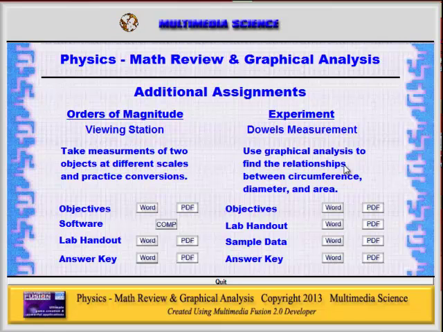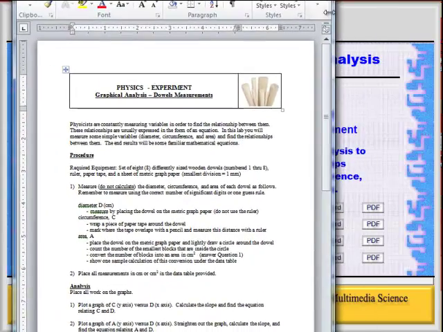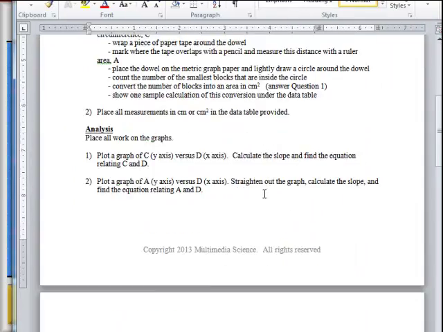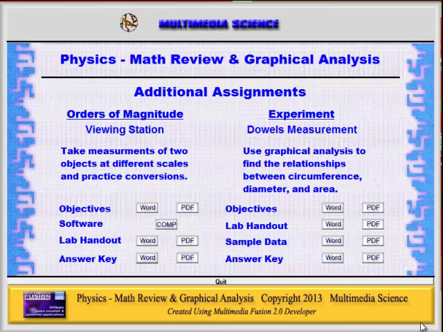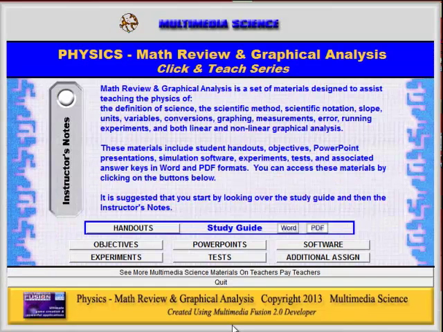There's also a Dowels experiment, which requires a number of small dowels if you want to do it by hand. However, you can also print out a page that's provided that actually has the dowels on a piece of graph paper, so that you don't need to use the actual equipment if you don't want to.